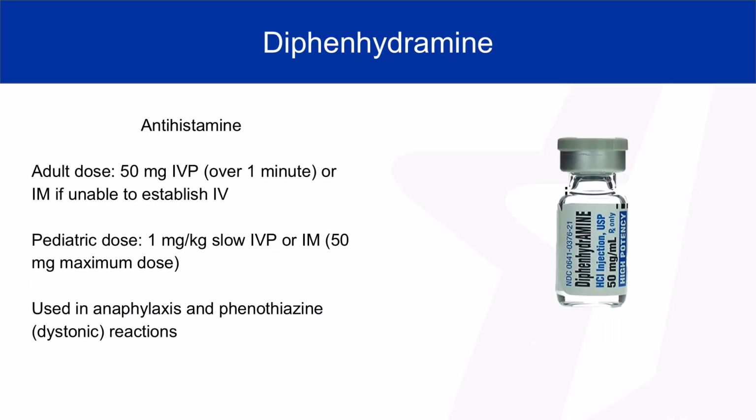Our last drug for review is diphenhydramine. This is an antihistamine. The adult dose is 50 milligrams IV push over 1 minute, or IM if unable to establish an IV. The pediatric dose is 1 milligram per kilogram slow IV push, or IM, to a max dose of 50 milligrams. Use in anaphylaxis and phenothiazine or dystonic reactions.